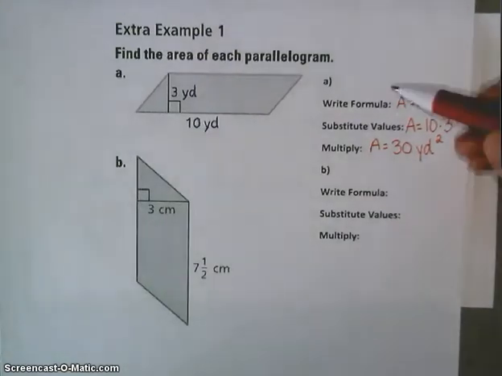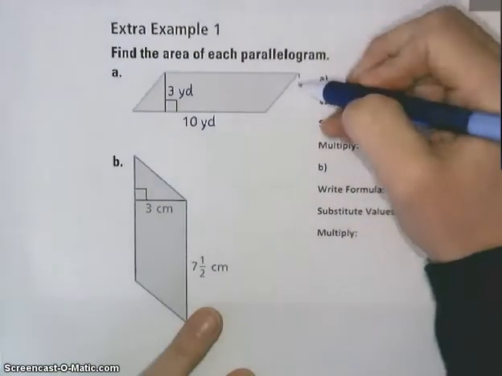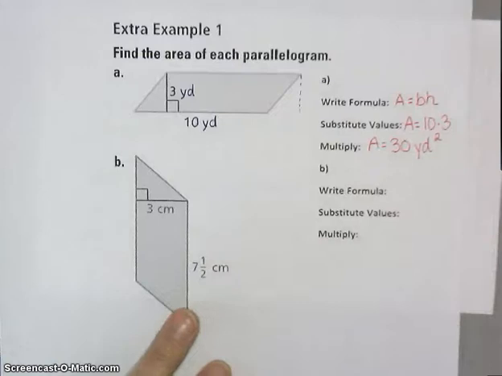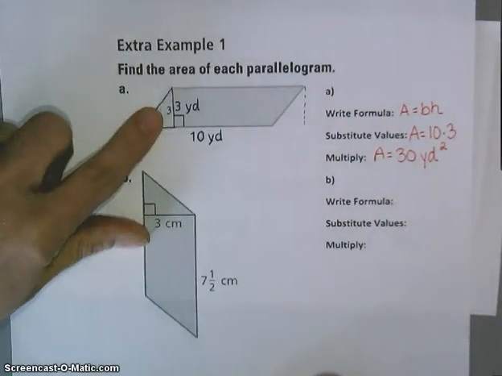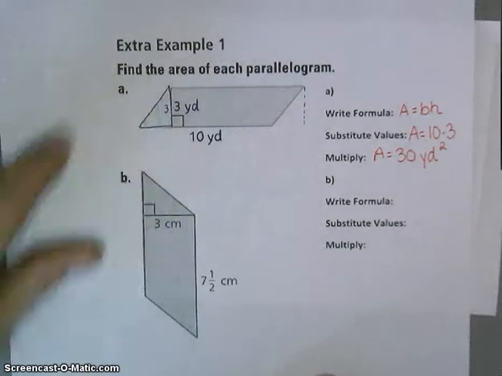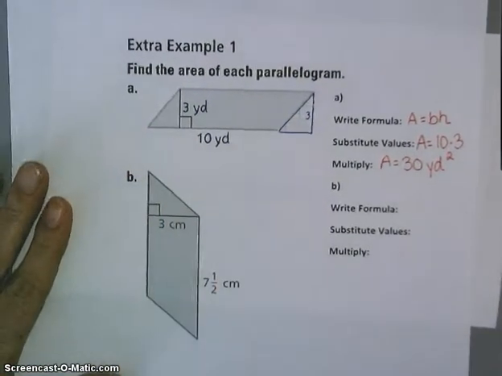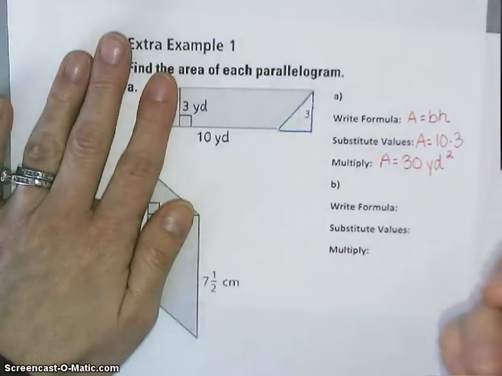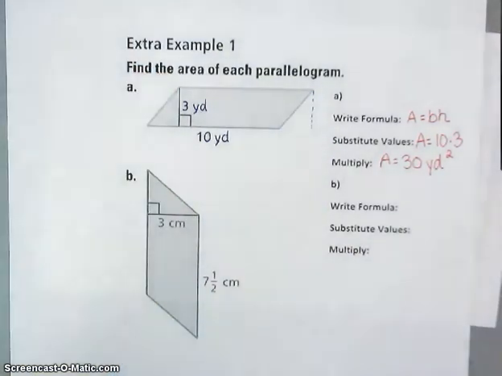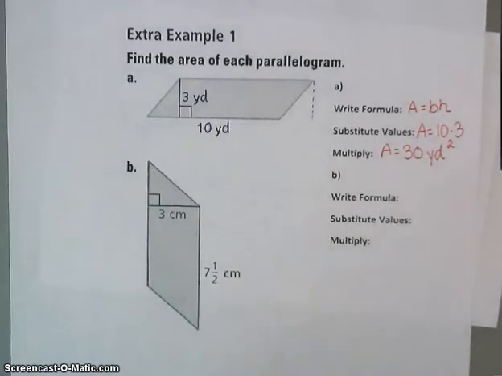Now, if I wanted to look at this a little bit differently, I could have also said that my height was off to the side here, because if I take this little rectangle, that's 3, I can move it to actually make a rectangle, and then we're back to our rectangle where 10 times 3 is 30. Okay? On our next one, we have 3 centimeters and 7.5 centimeters.